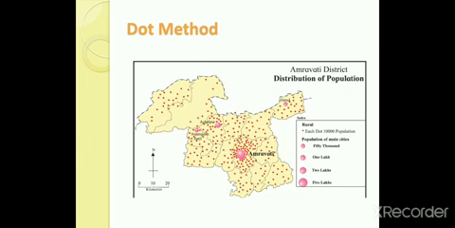See which part of the map shows the sparse distribution of population. Sparse means very less. If you observe this map, you will see that in the northern part of the Amravati district there is less population, sparse population is seen. With the help of this dot method, we can show the population distribution on the map. And this is the example of the Amravati district distribution of population. This is the use of the dot method.